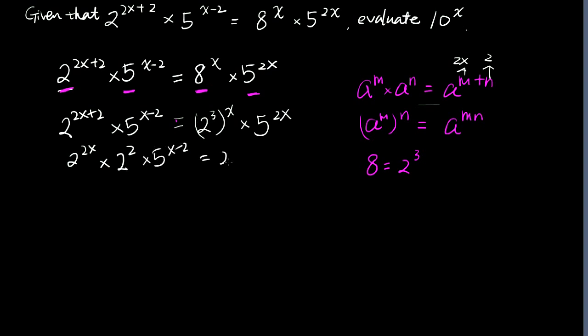I'll copy the rest, and I'm going to do manipulation. 2 to the power of 3 whole thing to the power of x is 2 to the power of 3x. Okay, then multiply by 5 to the power of 2x. So can I divide 2 to the power of 2x on both sides of the equation? I can. So I'm going to have a simplified version. For 5 to the power of x minus 2, I'm also going to do a little bit of manipulation.